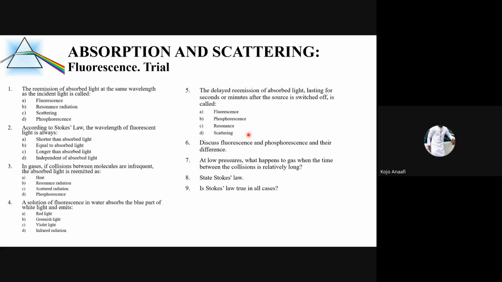You chose fluorescence, yes, because that is the case. That's the only case when the emission is fewer, when collision is few or infrequent. Sir Bismarck, I will just reframe the question to fit. Okay, that's okay. Is that okay, sir?